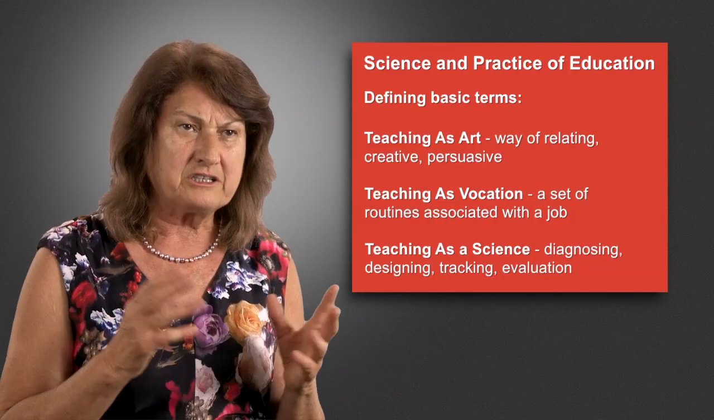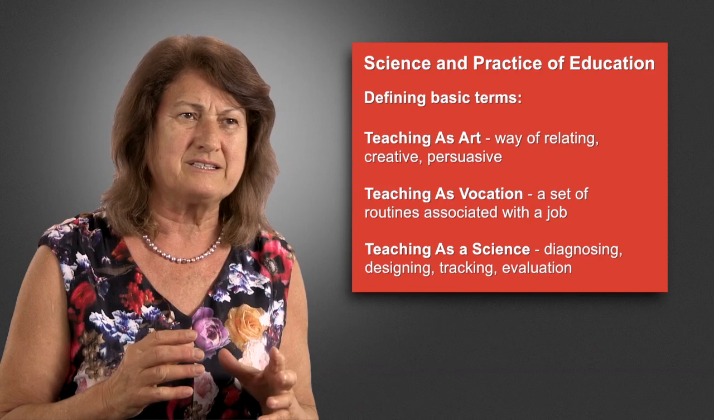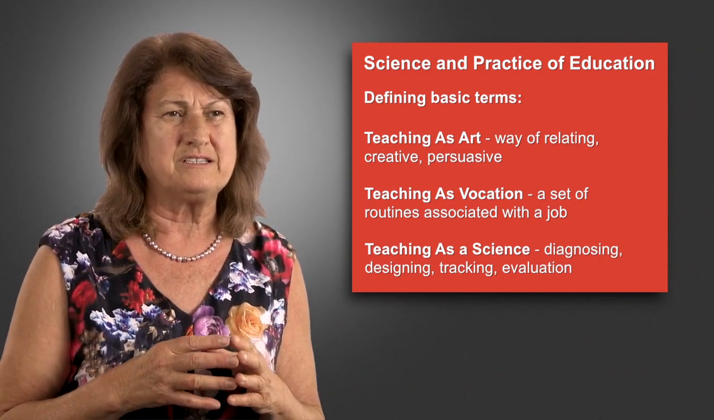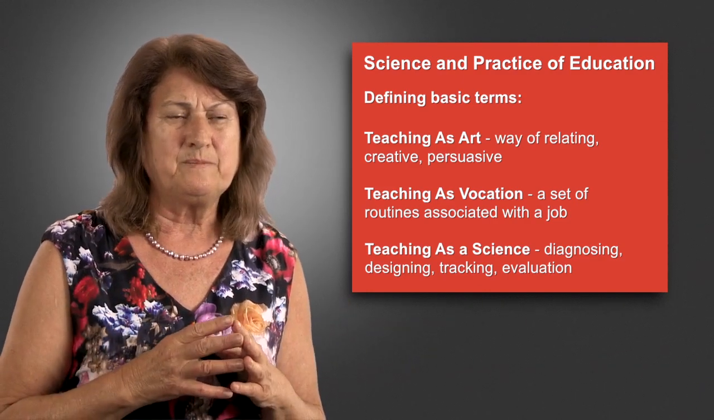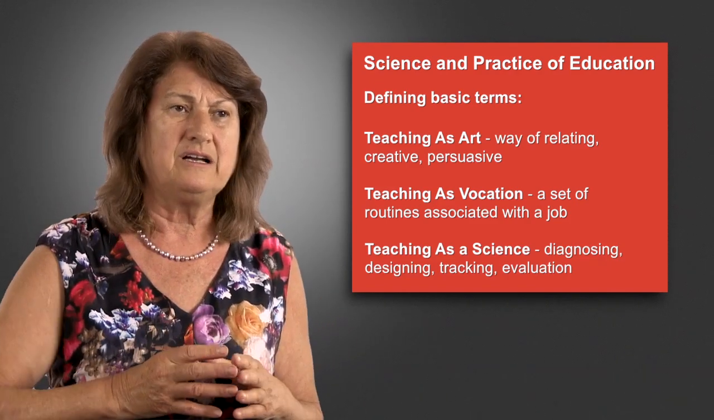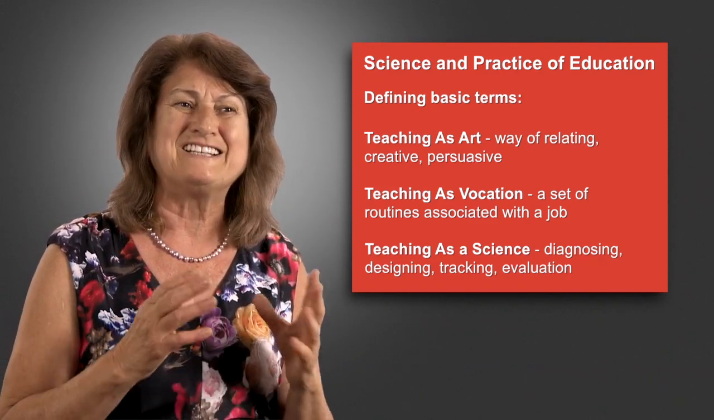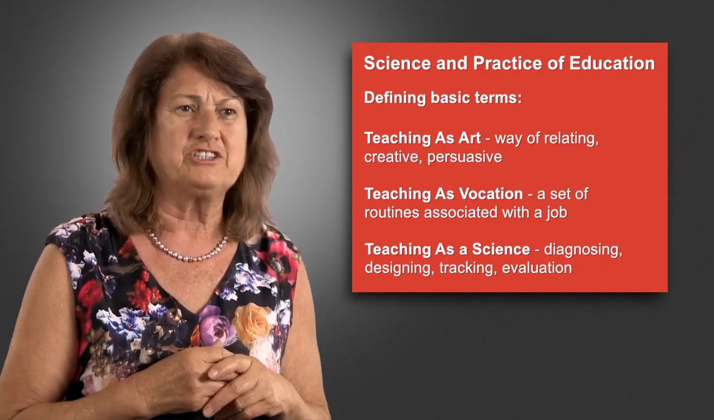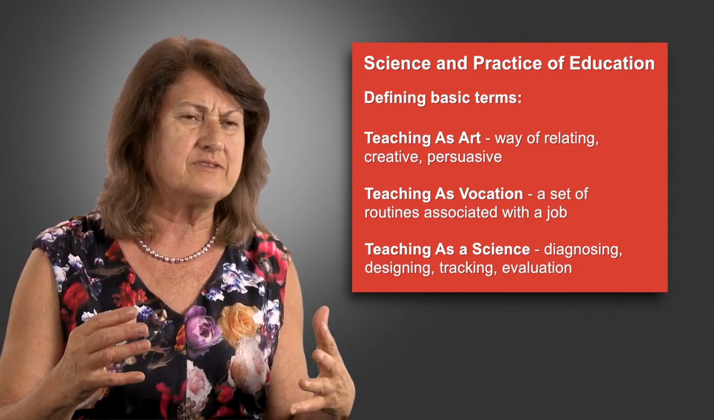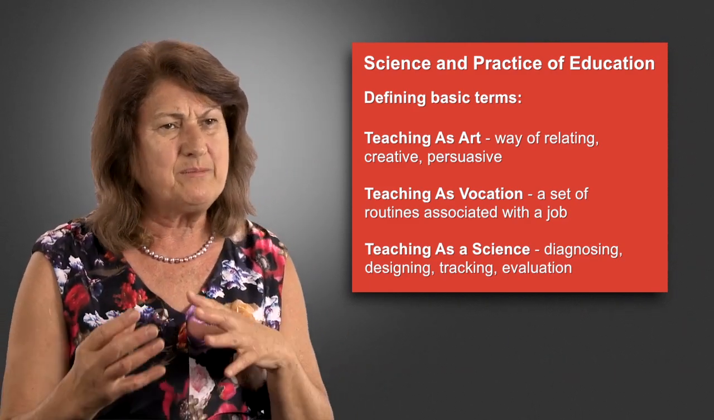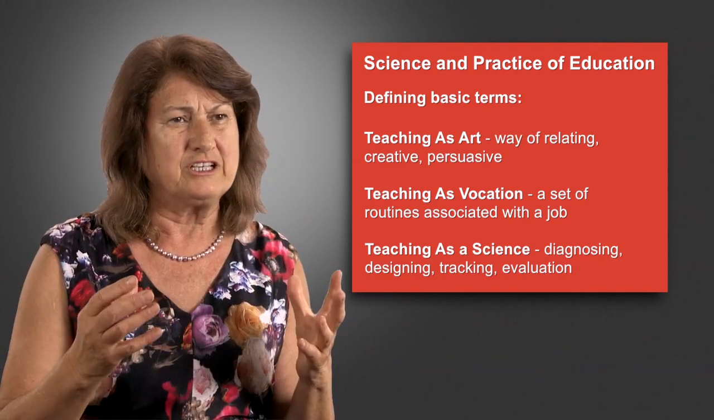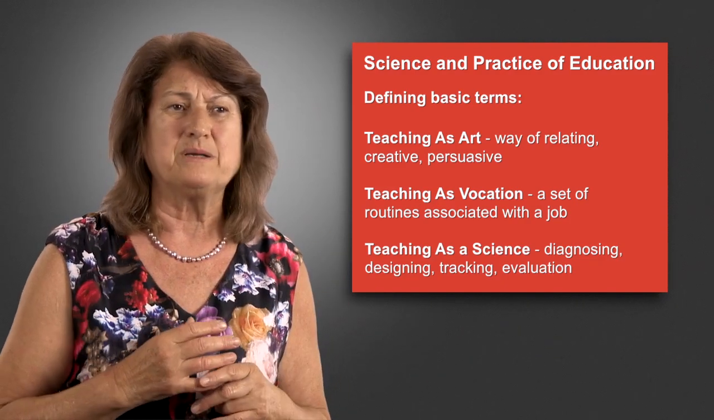First, in this introductory section to the science and practice of education in our times, there's some basic terms that we need to define. Teaching, for example, has historically and now sometimes been termed as an art. When people refer to teaching as an art, they mean it's a way of relating, of being creative or persuasive. It means you're a type of person that somehow has some natural instincts to influence other people. So teaching as an art is an idea in some people's mind.